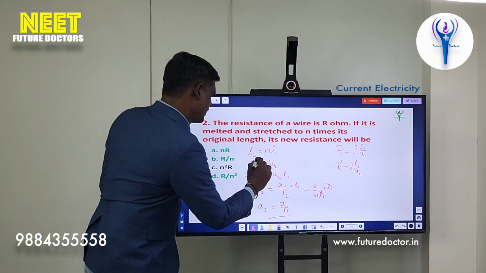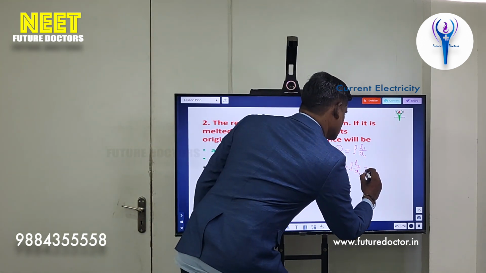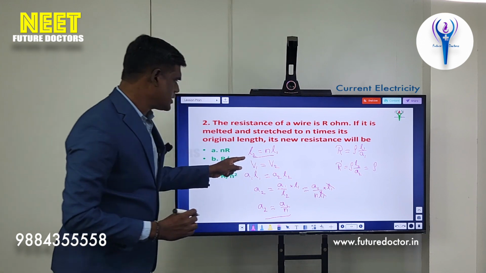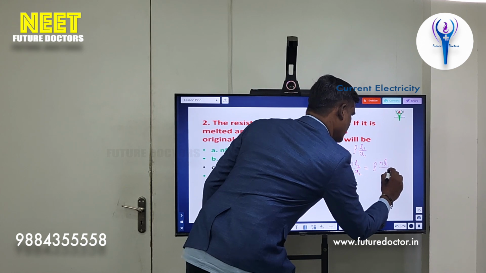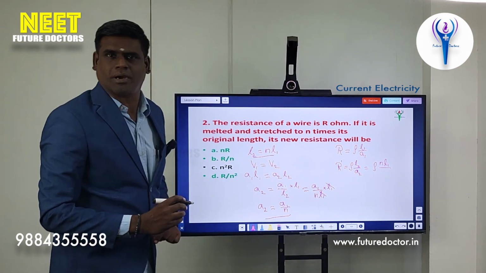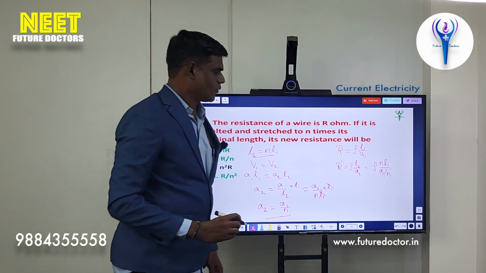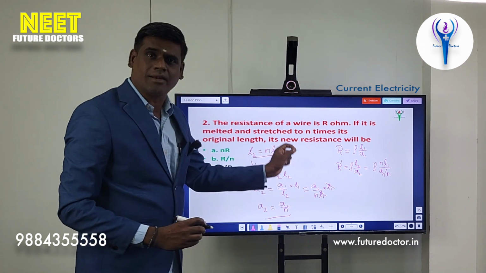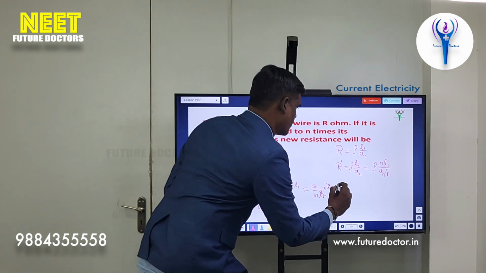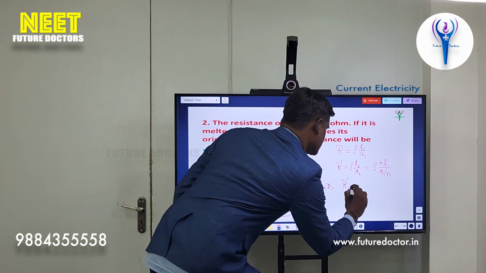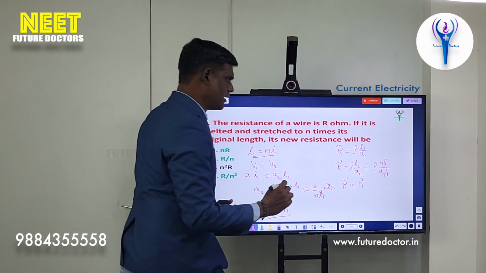Now, substitute the value of L2 equal to N L1 and A2 equal to A1 by N. That is R dash equal to rho into N L1 divided by A1 by N. N, when it comes up, comes as N into N, N square. That N square I am taking out of these formulas, that is R dash is equal to N square taken outside into the remaining things.